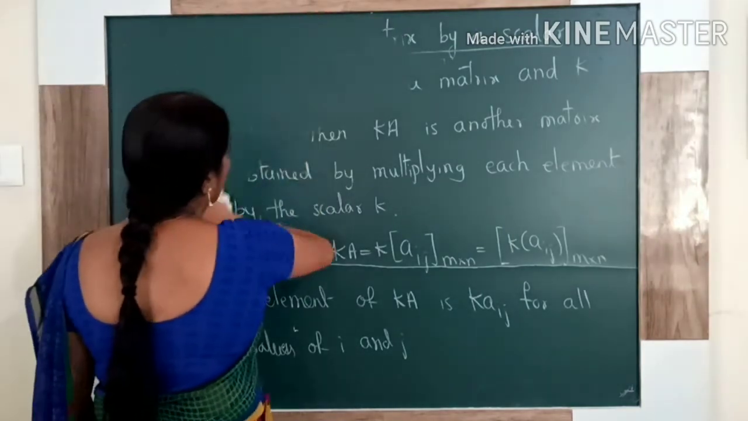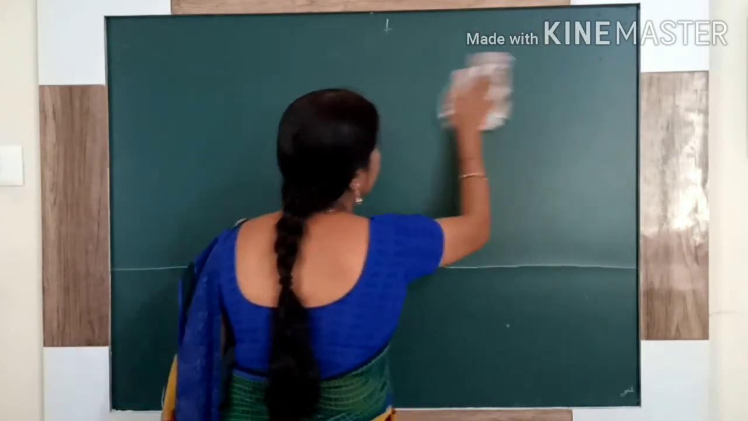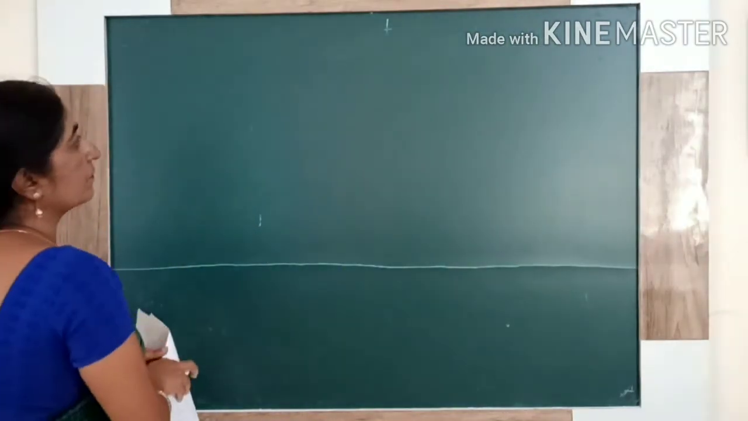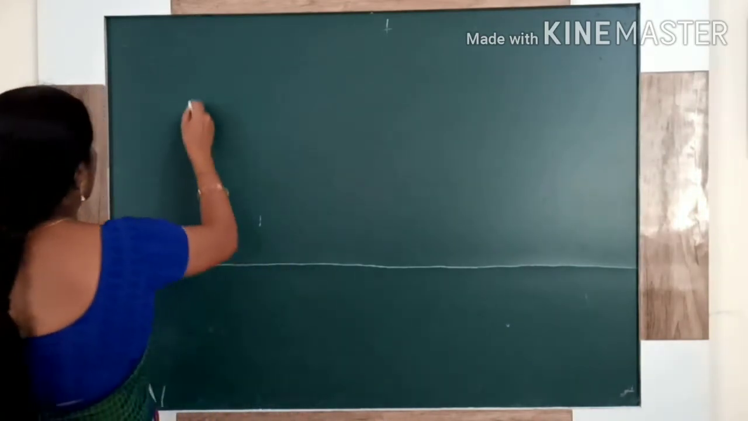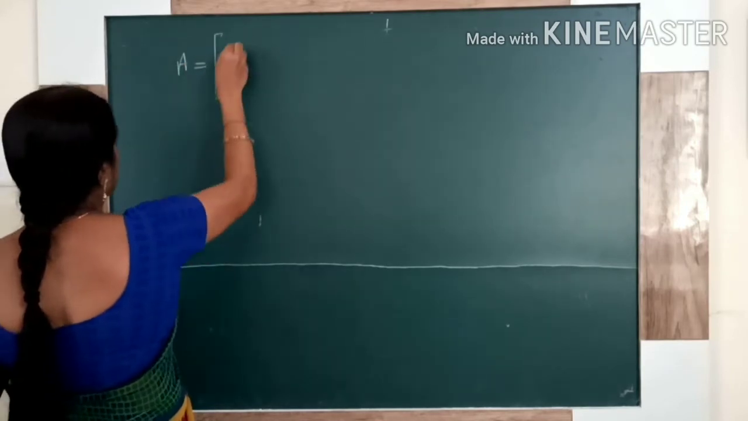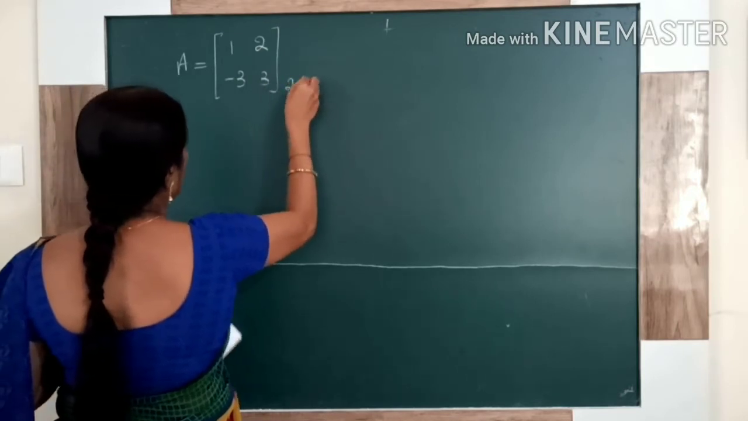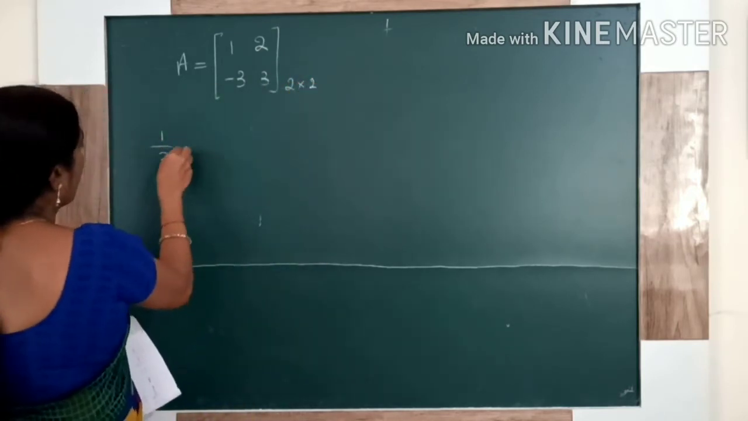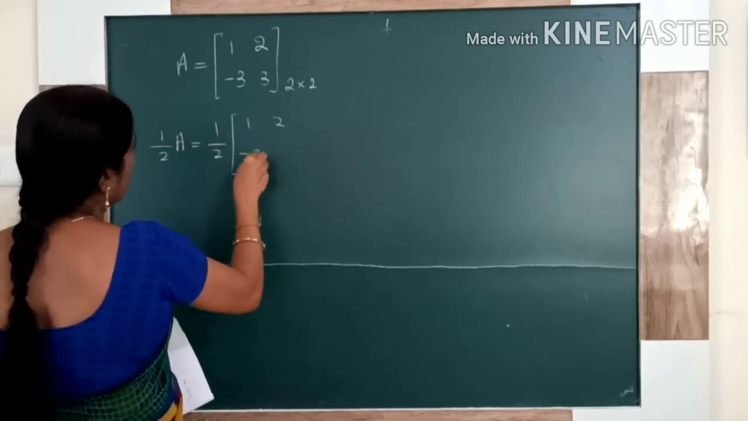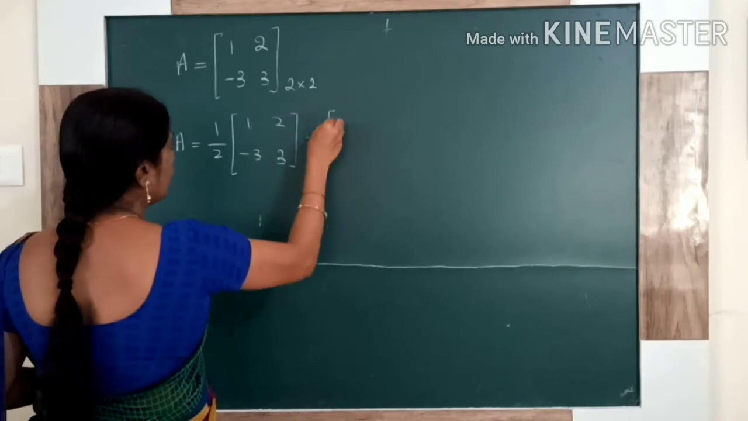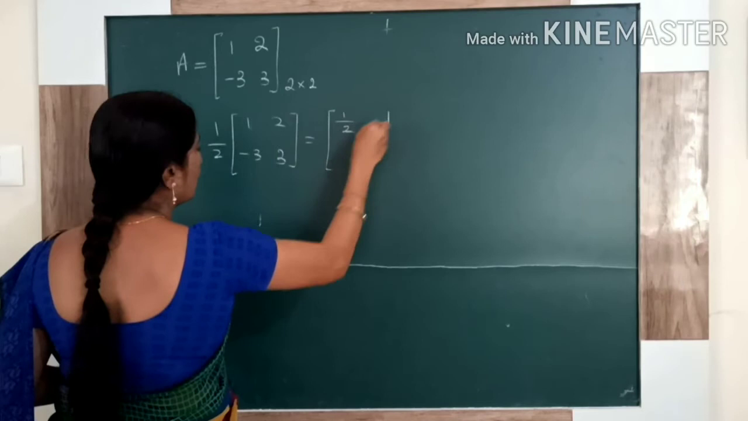So again I am giving you the next one here. Same explaining, that is how you will learn. If A is a matrix of order 2 by 2, suppose you want 1 by 2 of it, like this. Each element is multiplied with the scalar, that is 1 by 2. 1 by 2 into 1 by 2, and this is 1 by 2 into 2.